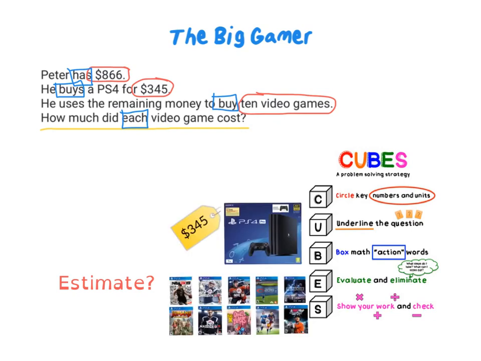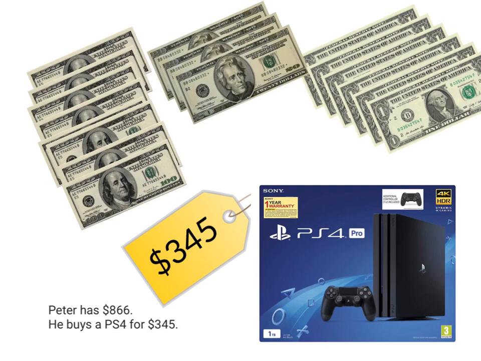Here is a visual in case you need it. We've got our PS4, here's our price tag, and then the remaining money is going to be spent on these 10 video games. So let's start with our first step. Peter has $866. He buys a PS4 for $345.